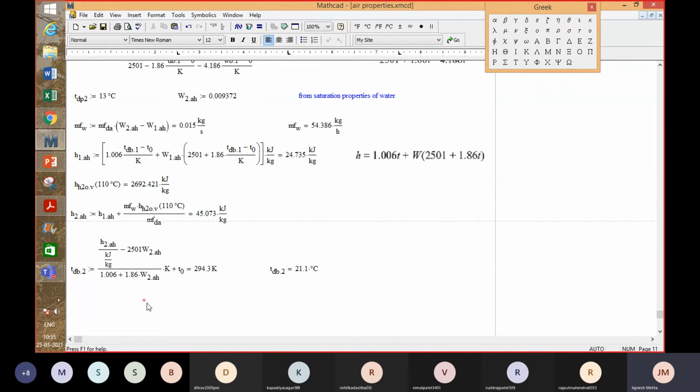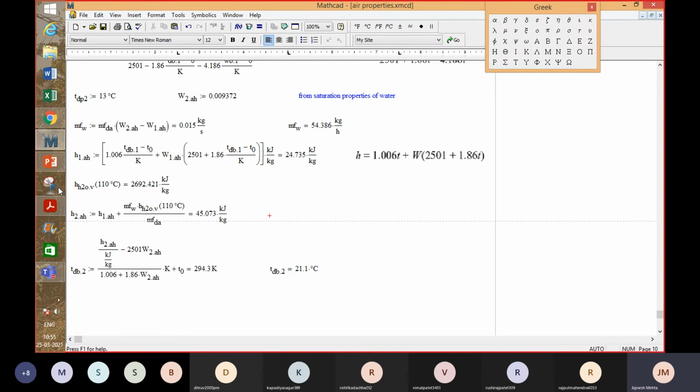But if you look at the temperature, this has been found again with the help of this formula, because you know H2, you know W2, but you don't know T2. So with the help of this formula, you can find out T2, and T2 is found to be 21.1 degree Celsius. What was T1? T1 was 20 degrees Celsius. So temperature has just increased by 1.1 degree Celsius. So temperature rise is not very high. What is mainly rising is humidity ratio and enthalpy.